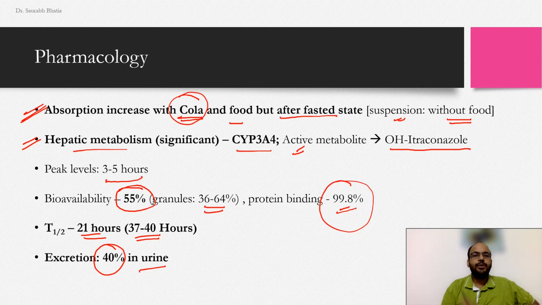So we told you that itraconazole undergoes significant hepatic metabolism. That means if the liver is damaged, the half-life can increase as much as 2 times. So if the liver is damaged, the half-life can actually become double.